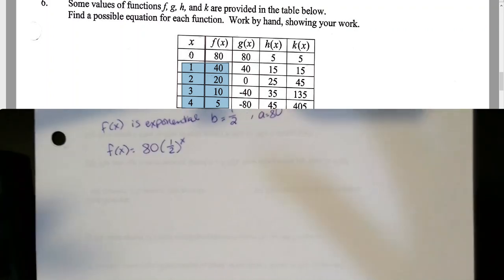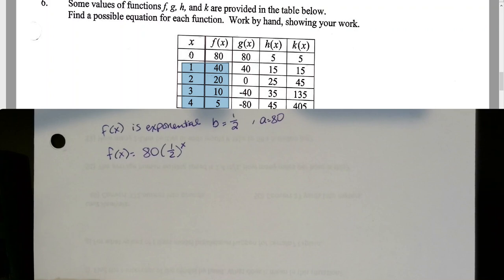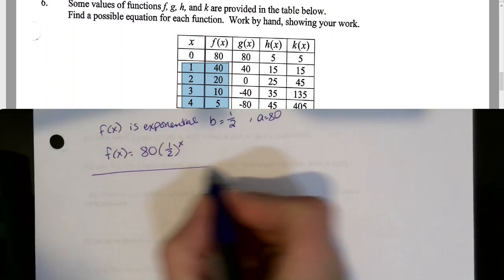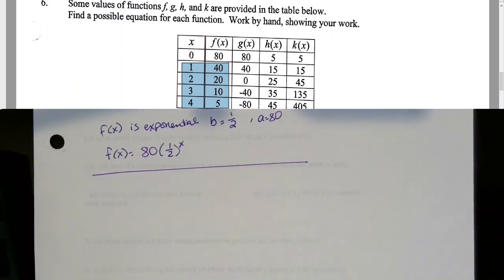Okay. So let's go ahead and look at the other functions and identify their types. The g of x function also starts at 80 and also goes down to 40, but then it goes down to 0. So I can see that the difference between 80 and 40 is 40 units. So half of 80 is 40, but we don't have half of 40 again right here. I go down by 40 again. So this seems to be a subtractive difference, going down by 40, not by halves.